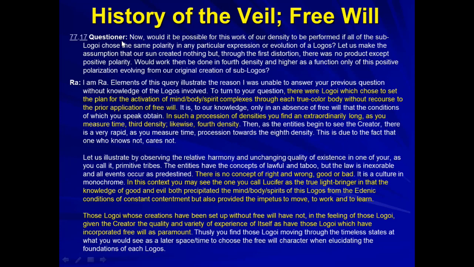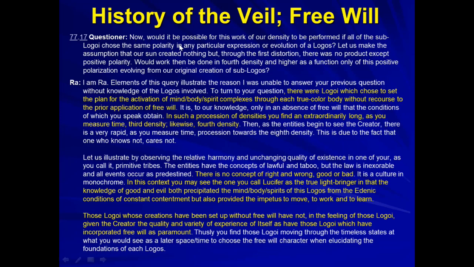Free will, though, let's see how that played out. So now we're into 77. We're going to stay in 77 for quite a few slides, and they'll progressively go through this. This is quite a conversation that Don has with Ra, all about this concept of the veil and free will.